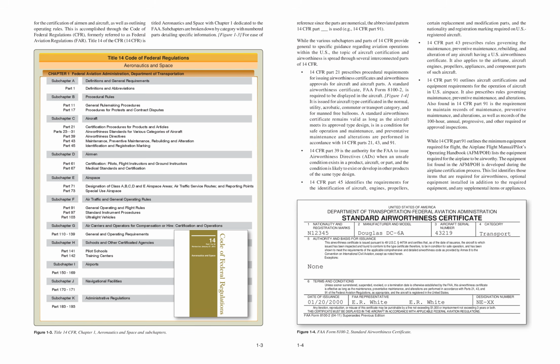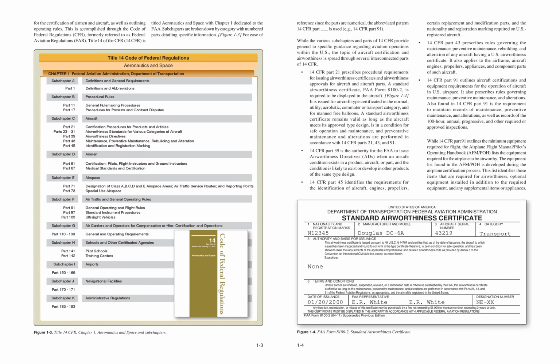A standard airworthiness certificate remains valid as long as the aircraft meets its approved type design, is in a condition for safe operation, and maintenance, preventative maintenance and alterations are performed in accordance with 14 CFR Parts 21, 43, and 91. 14 CFR Part 39 is the authority for the FAA to issue airworthiness directives, ADs, when an unsafe condition exists in a product, aircraft, or part, and the condition is likely to exist or develop in other products of the same type design.